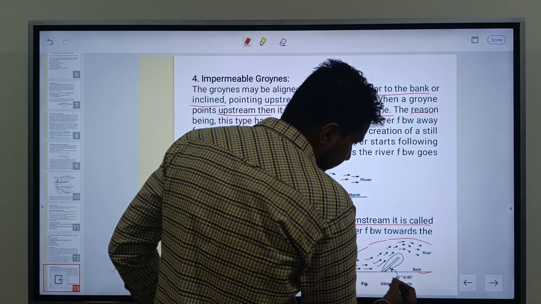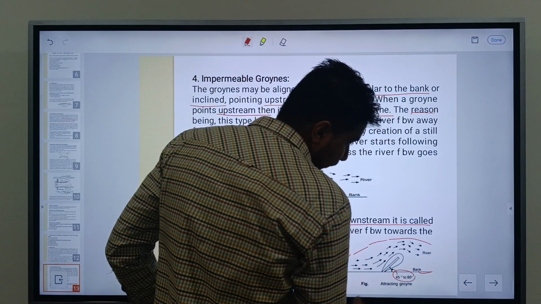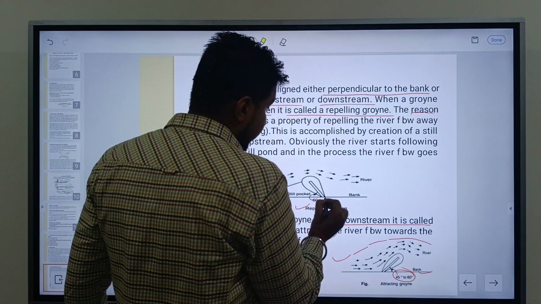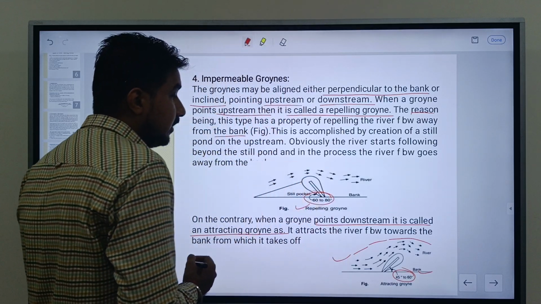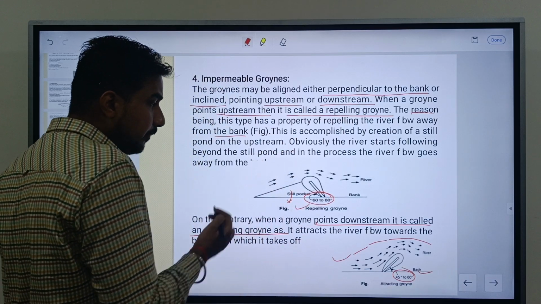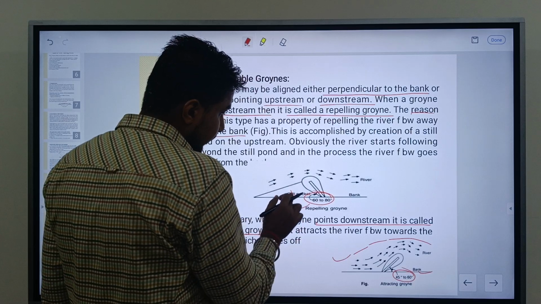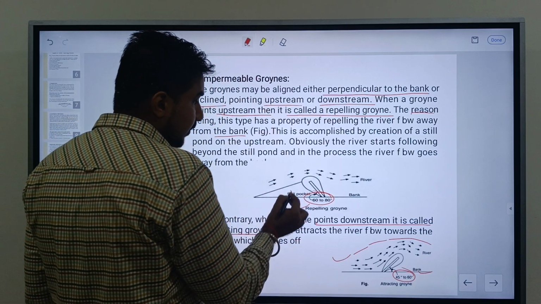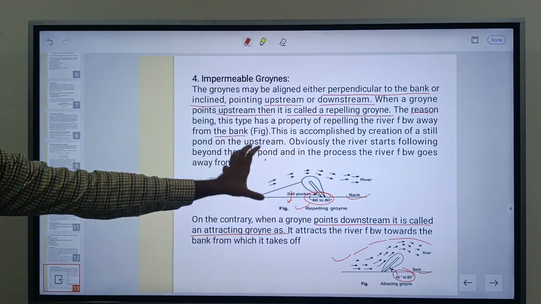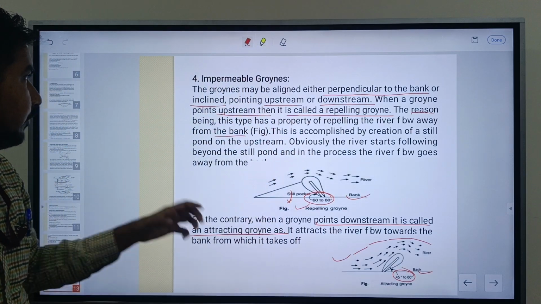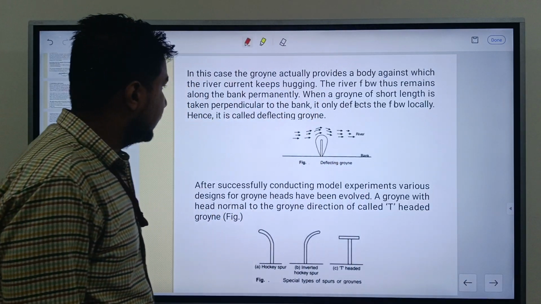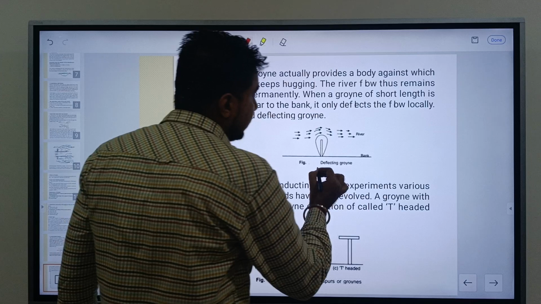This is the bank of the river, and the angle is between 45 to 60 degrees for the attracting groyne. And for this condition, the angle is 60 to 80 degrees. Here, if it is constructed in the upstream side, then it has a silting pocket. यहाँ पे silting pocket हमारी बनेगी इसमें. So that is the difference between the repelling groyne and the attracting groyne. Now in this case, this is the deflecting groyne.